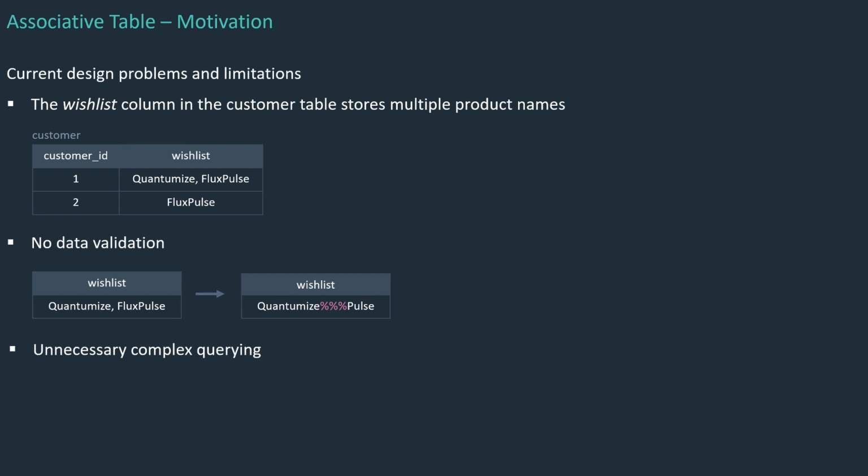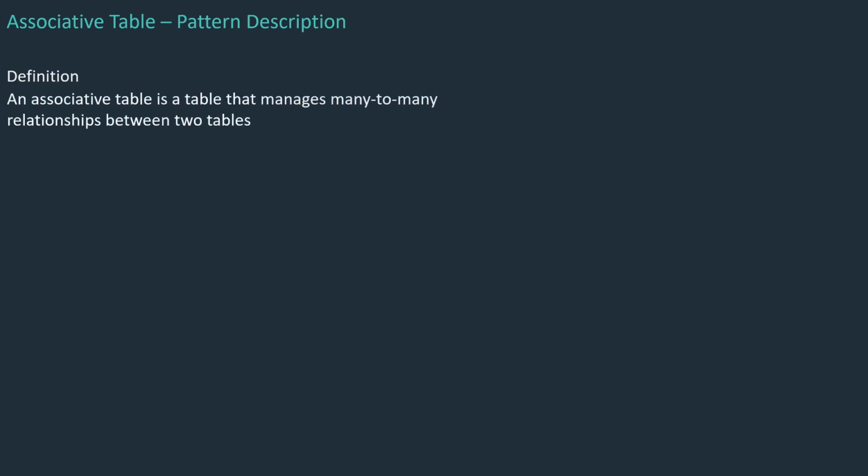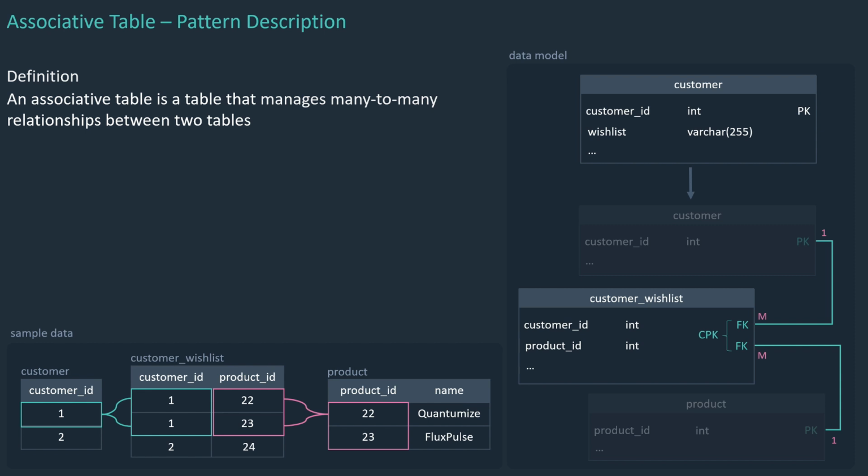Now let's talk about the pattern itself. An associative table is a table that manages many-to-many relationships between two other tables. On the right at the top you see a customer table as it is right now. And of course I'm not showing all the columns, only the relevant ones. What we are going to do is get rid of the wishlist column and instead use an associative table called the customer wishlist table.